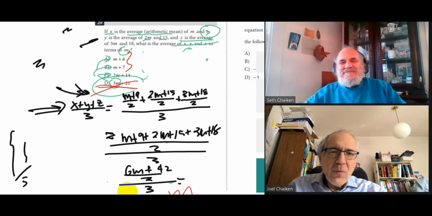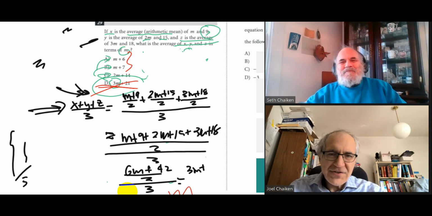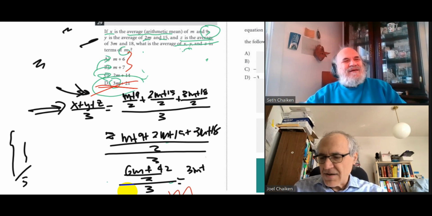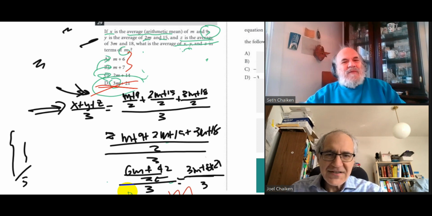Notice again, one step at a time, no rush. This is 3M plus 42 divided by 3. My brain is shot. Don't forget, it's getting late in the test here. 42 divided by 3, I have a calculator, is 14, okay? And then 14, that's impossible. Oh, this is a 2. I can't even read my own handwriting. That's a 21, right? Okay? And then it's divided by 3.